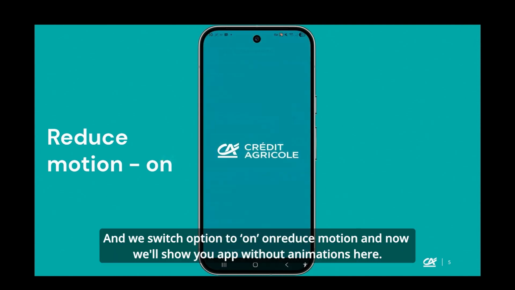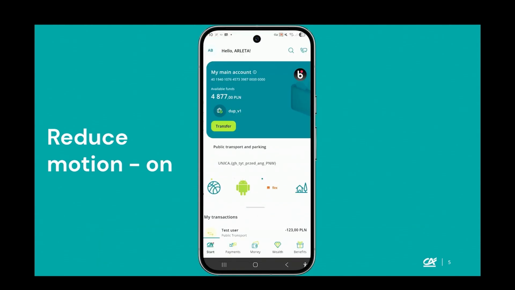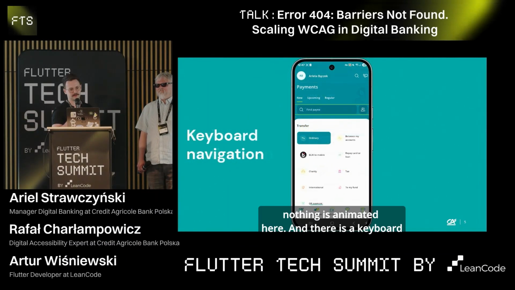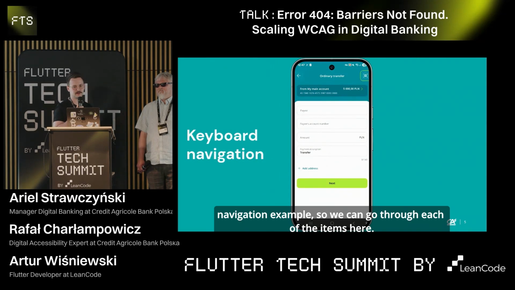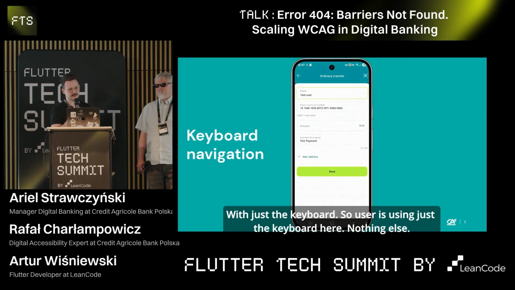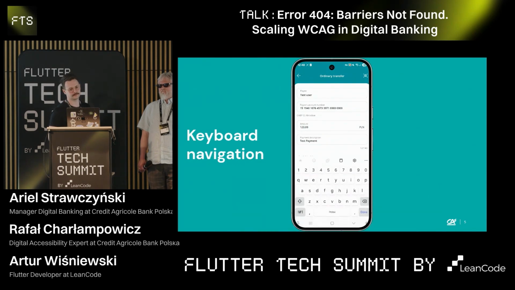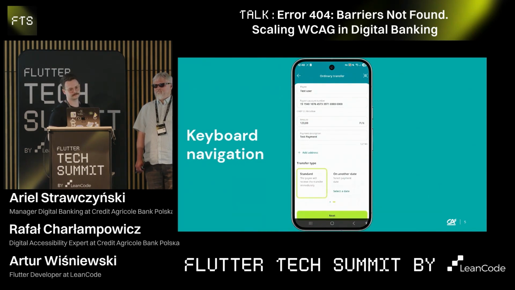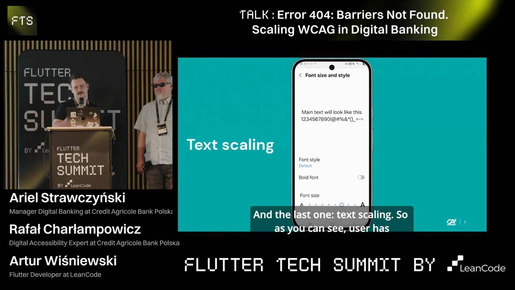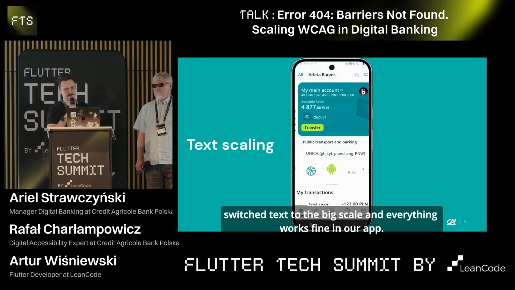Yeah, and we switch the option to reduce motion on, and now we'll show you the app without animations here. So as you can see, nothing is animated here. And there is a keyboard navigation example. We can go through each of the items here with just the keyboard. So the user is using just the keyboard here, nothing else. And the last one, text scaling. As you can see, the user has switched text to the big scale, and everything works fine in our app.